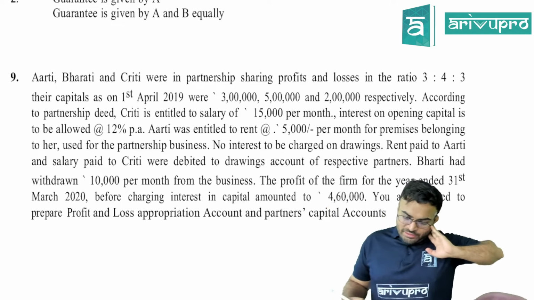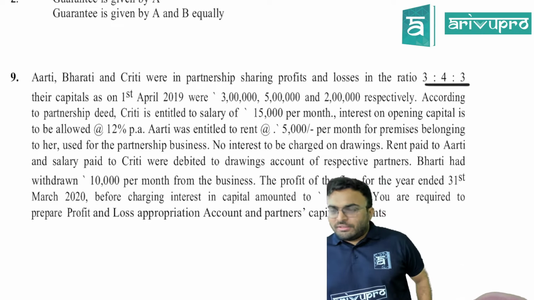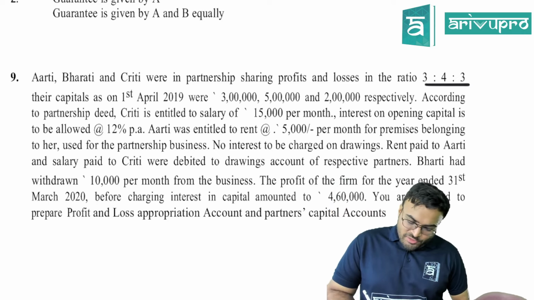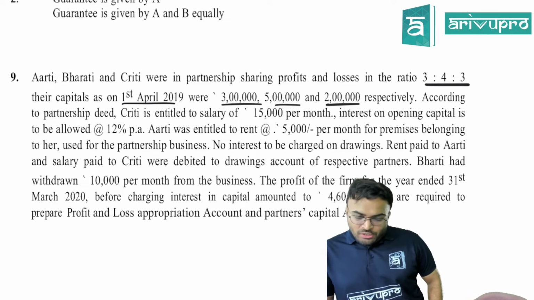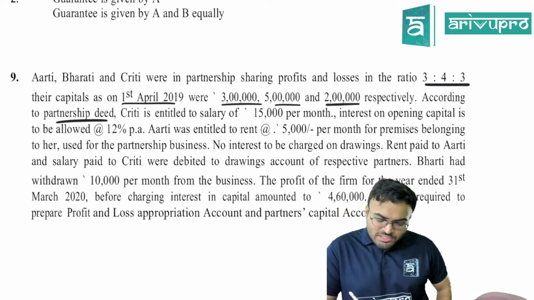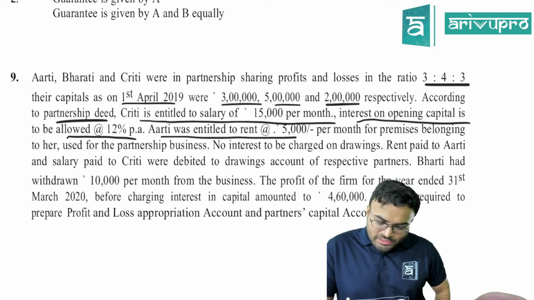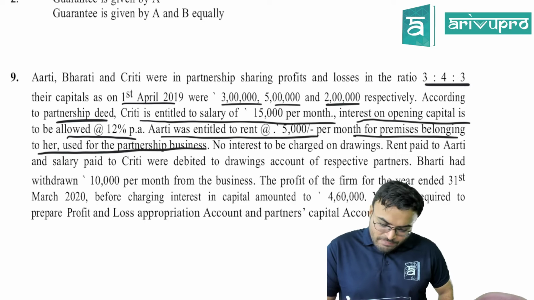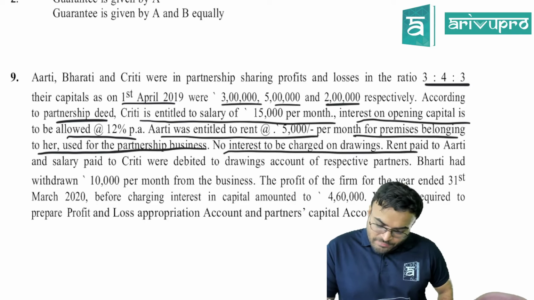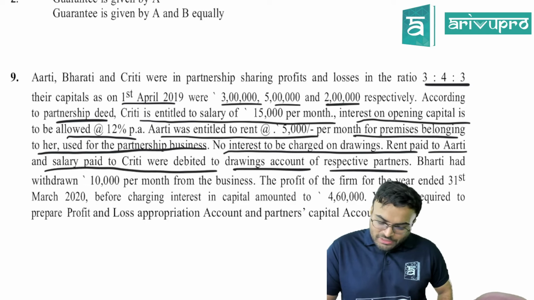Aarti, Bharti and Kriti were in partnership sharing profits and losses in the ratio of 3:4:3. Their capitals on 1st April 2019 were 3 lakh, 5 lakh and 2 lakh respectively. According to the partnership deed, Kriti is entitled to a salary of 15,000 per month. Interest on opening capital is to be allowed at 12% per annum. Aarti was entitled to a rent of 500 per month for premises belonging to her, used for the partnership business. No interest is to be charged on drawings. Rent paid to Aarti and salary paid to Kriti were debited to the drawings account of the respective partners.